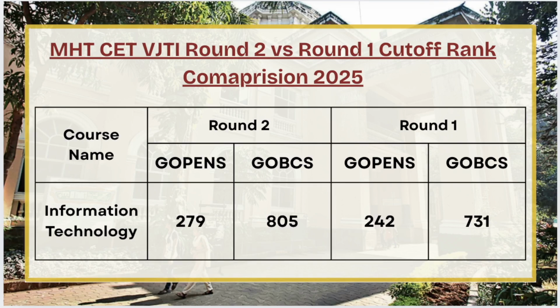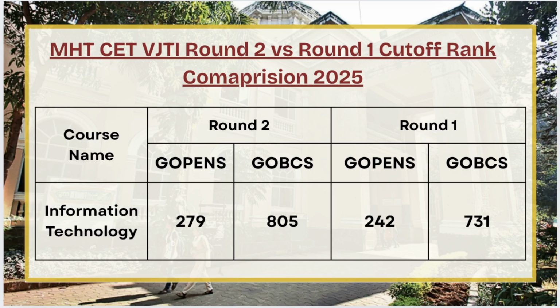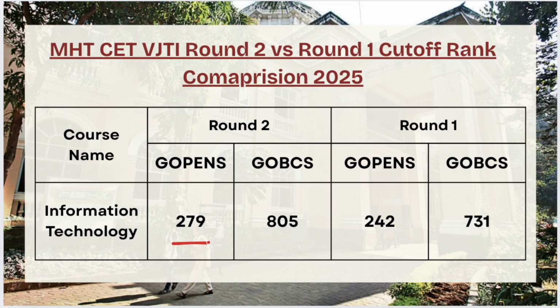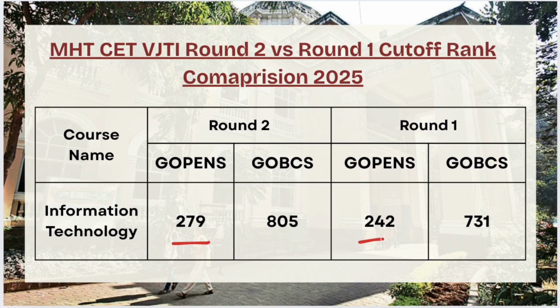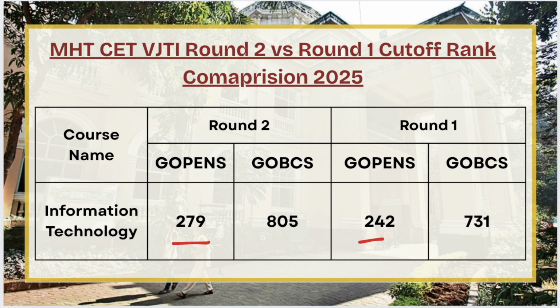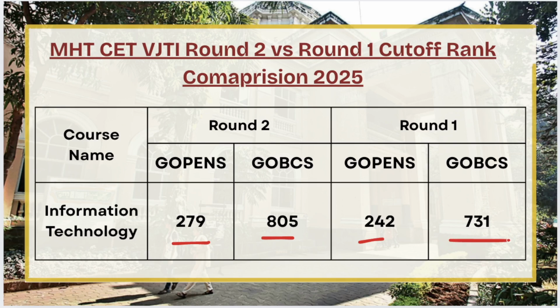Next in the list we have Information Technology. As you can see on screen, for Information Technology for G Open category the cutoff rank was 279 for Round 2, whereas in Round 1 the cutoff rank was 242. So clearly you can see that there is a very slight difference between Round 1 and Round 2 cutoff for G Open category. Same goes with the GOBC category. In Round 2 the cutoff rank was 805, and in Round 1 the cutoff rank was 731.